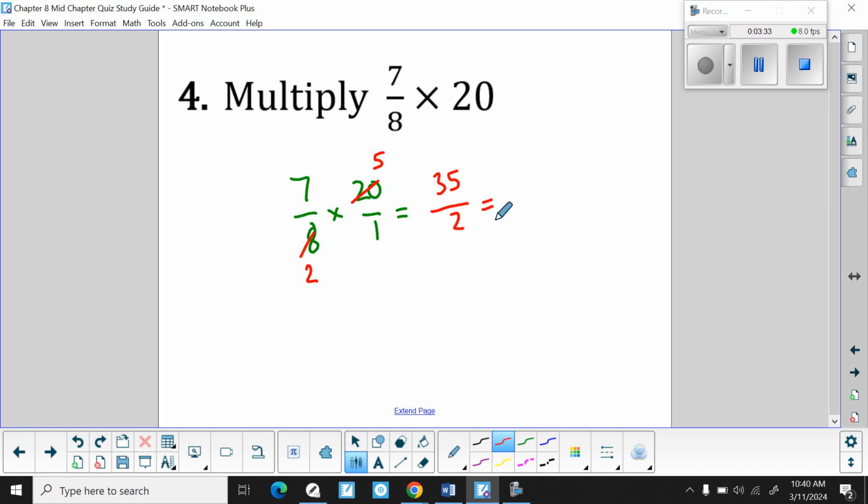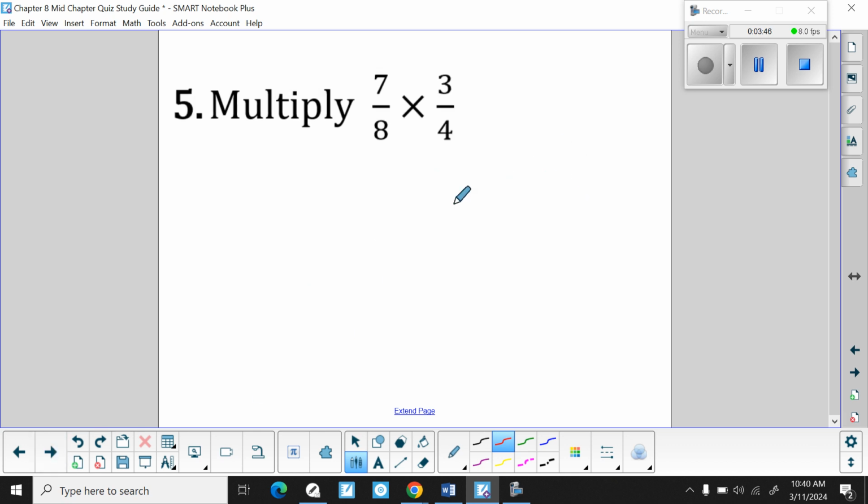Well, 35 over 2 can be written as a mixed number. 2 goes into 35 17 times. That's 34, with a remainder of 1. So 17 and 1 over 2, or 17 and a half. Number 5 is 7/8 times 3/4. All right. 7 over 8 times 3 over 4.